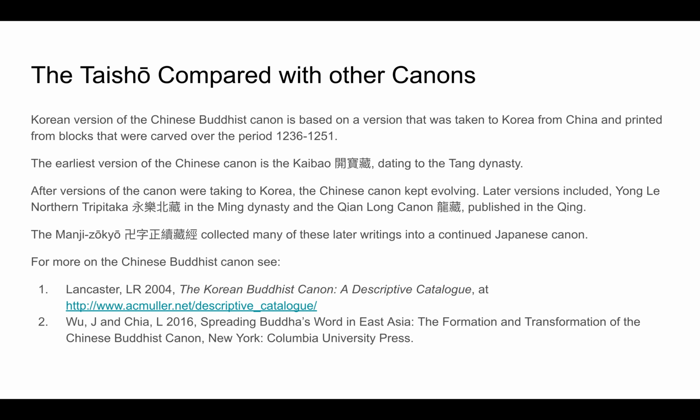If you want to read more on this, you can see Lewis Lancaster's work, The Korean Buddhist Canon: A Descriptive Catalogue, which is available free online, also in printed version, at that address. All these links you'll be able to find on the NTI Reader, and also the bibliographic references, where you can see Professor Wu and Jia's book on spreading the Buddha's word in East Asia, the formation and transformation of the Chinese Buddhist canon, which is a fantastic reference on the Buddhist canon.